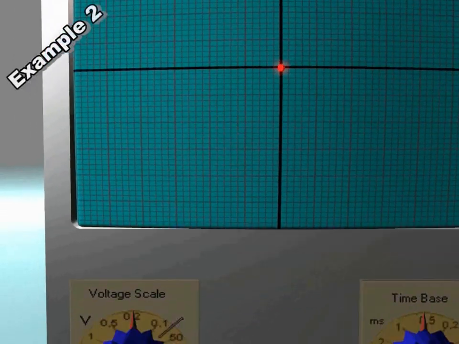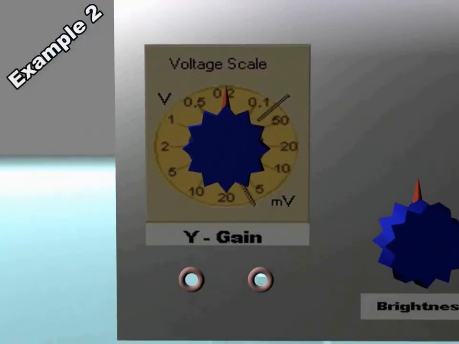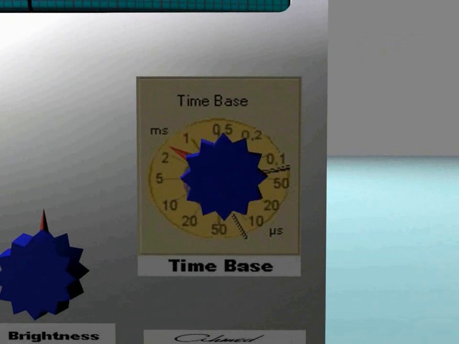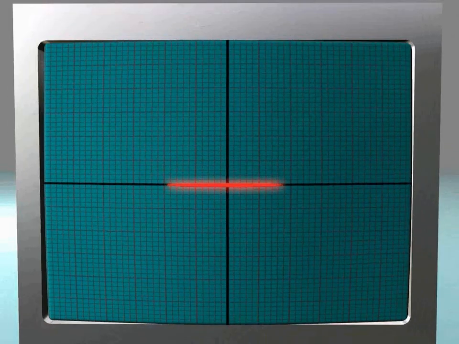Example number 2. In this example, no signal or voltage is applied to the Y input, but the time base is now turned on. This will change the spot to a horizontal line.